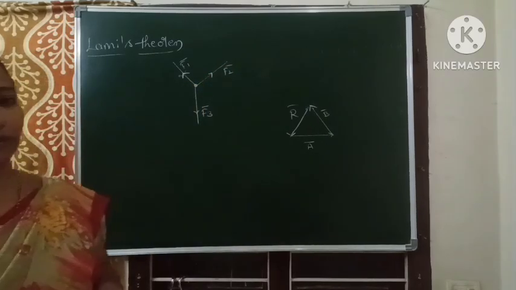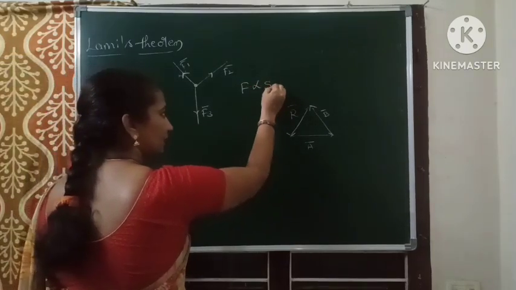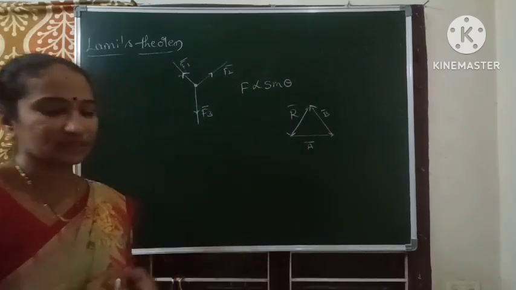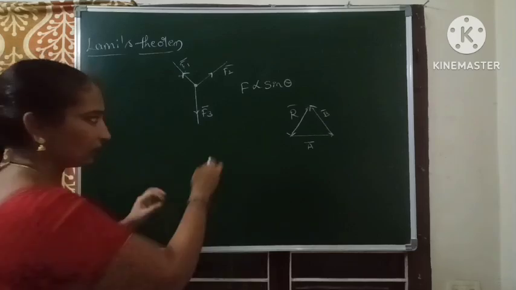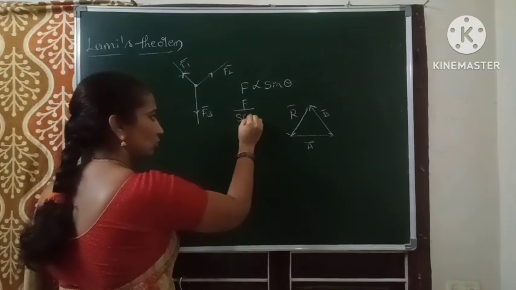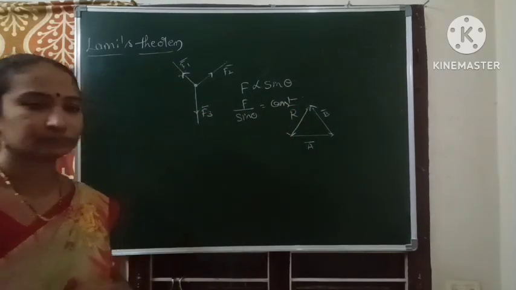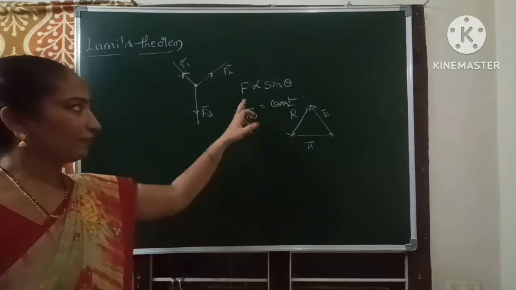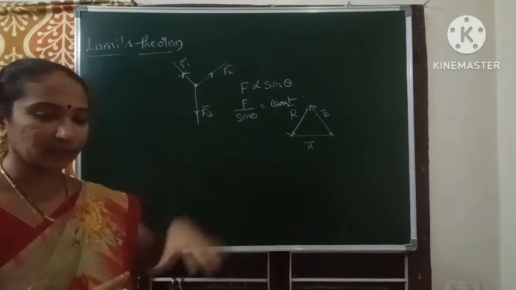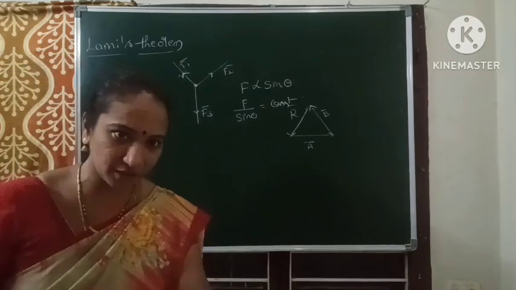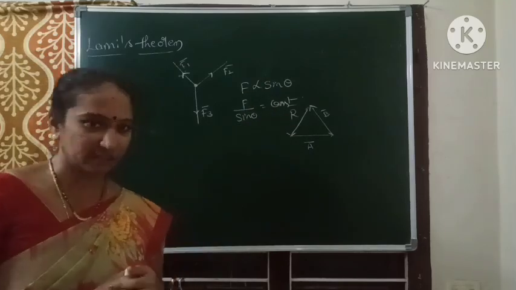and the third force is also applied, that is F3 bar. When these three forces are applied on a particle, the applied force is always directly proportional to sin theta, as Lami said. That means, what is the meaning of F is directly proportional to sin theta? F by sin theta is always equal to a constant. So what did Lami say? F is directly proportional to sin theta, when the three forces are applied on the particle and the particle is in equilibrium, at rest.